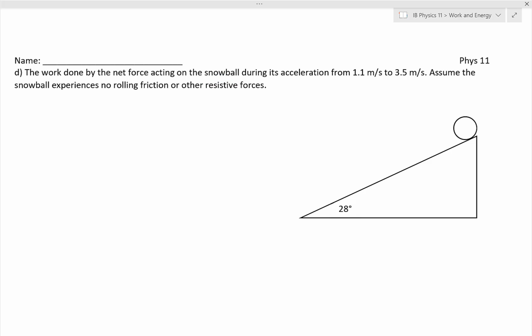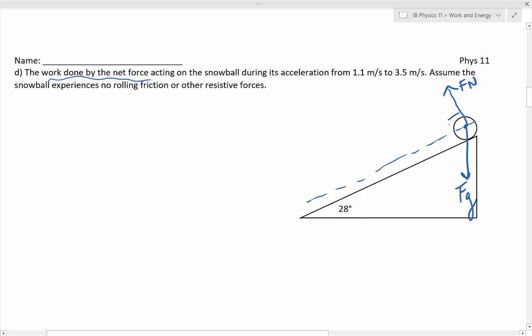Now we need to find the work done by the net force acting on the snowball. So this is something new. Before, we used to find the work done by a specific force acting on an object. In this case, it's not just the one force. But let's draw a free body diagram first. We have the gravity acting on this snowball. And since this snowball is on an incline, the normal force is perpendicular to that surface. So it looks like that. There is no friction force or rolling friction, so that's it. There are no other forces acting on the snowball that hinder its motion down.